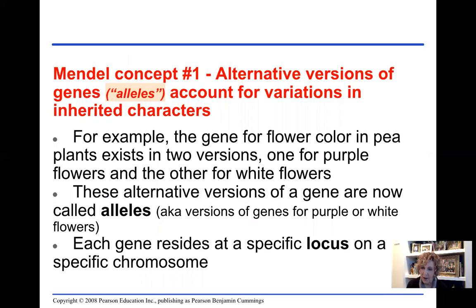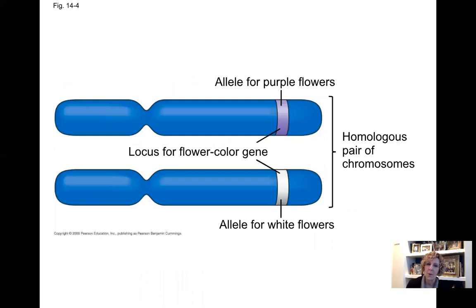Okay. The first one is that there are alternate versions of genes, and we call those alleles. So for example, there is a gene for flower color, but there are two different variations of that in pea plants. One is the gene for purple flowers and one is the gene for white flowers. And so we call those different variations alleles, and they reside at a specific locus, or particular section of the chromosome. So here we have a pair of homologous chromosomes. Remember, chromosomes for sexually reproducing organisms always come in pairs. And here we have the loci for the allele for purple flower and the allele for white flower.